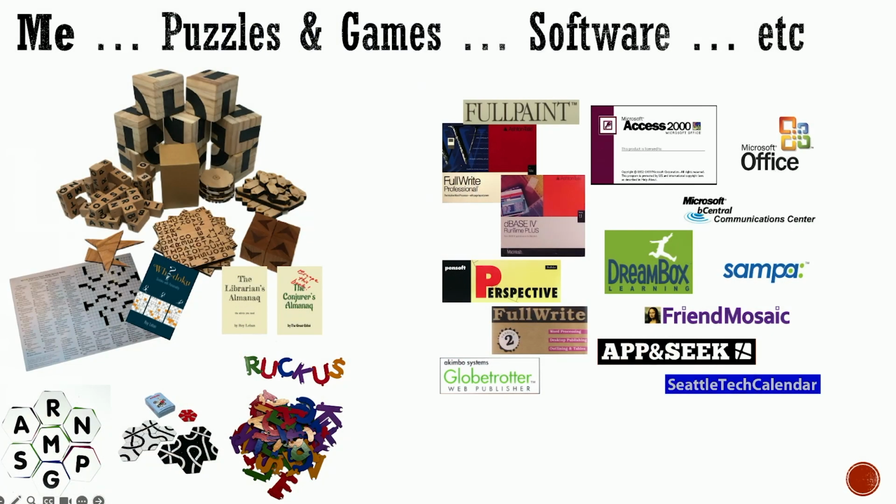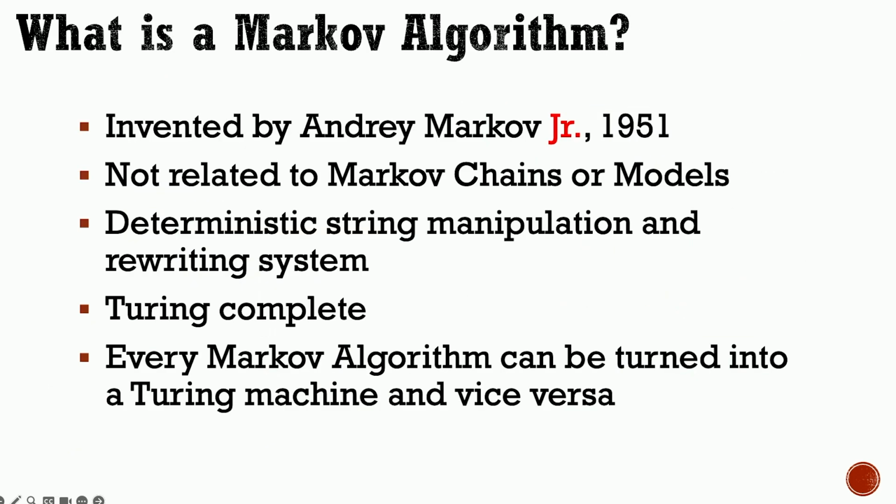Most people know me as a puzzle guy, which is the left side here, but I'm really more of a software guy. And so this is more software-ish. So Markov algorithms date from 1951, not the Andrey Markov you all know, but his son. So they're not related to Markov chains or models. They are deterministic. They're Turing complete. We should really be saying things are Markov complete instead of Turing complete, but Turing beat him by 15 years.